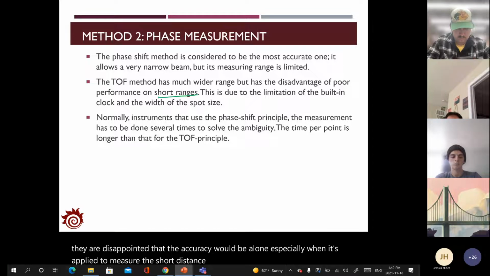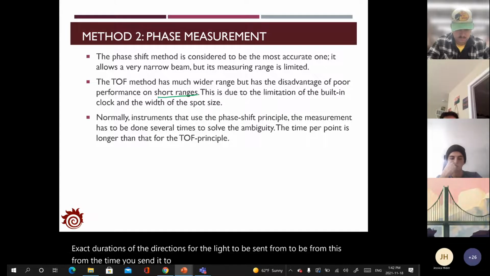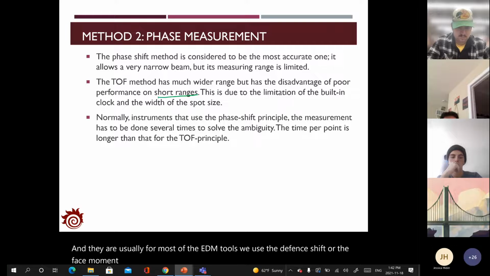And this is due to the built-in clock. We cannot find out the exact time durations for the light to be sent from the time you send it to the time you receive it. And usually for most of the EDM tools, we use the phase shift or the phase measurement to measure the distance. If we think that the measurement is not accurate enough, we can conduct the measurement several times and use the average value to further improve the accuracy.